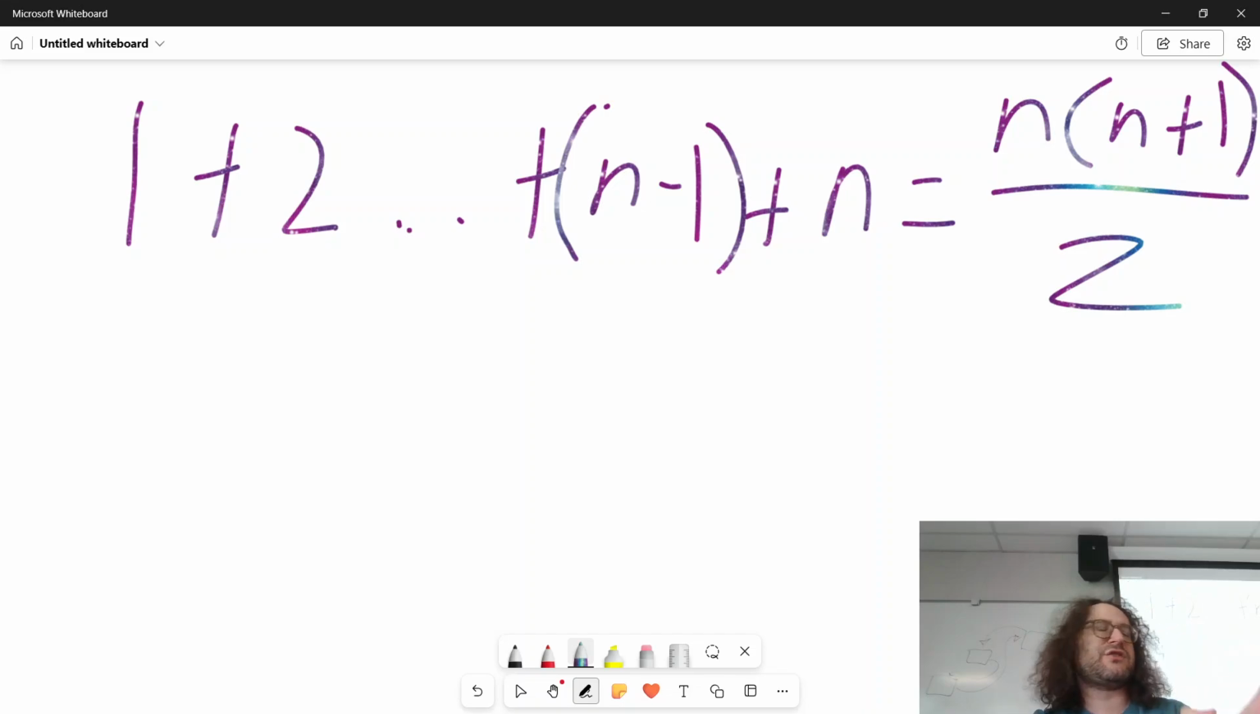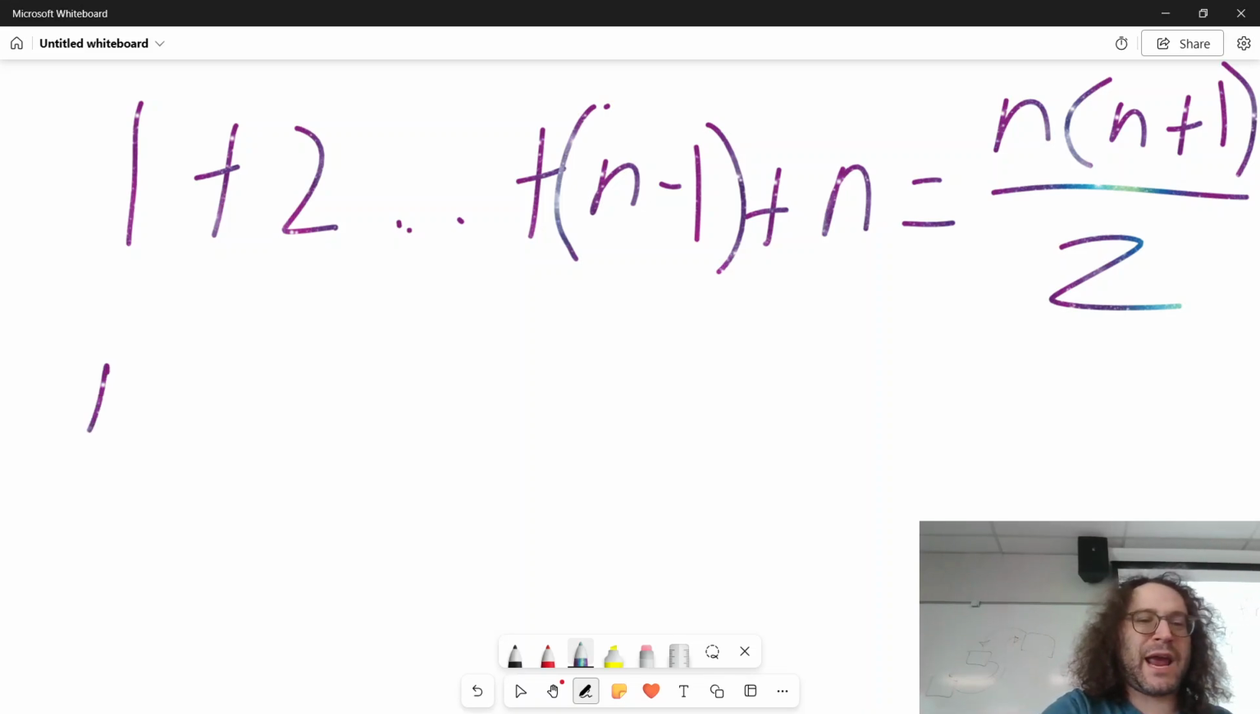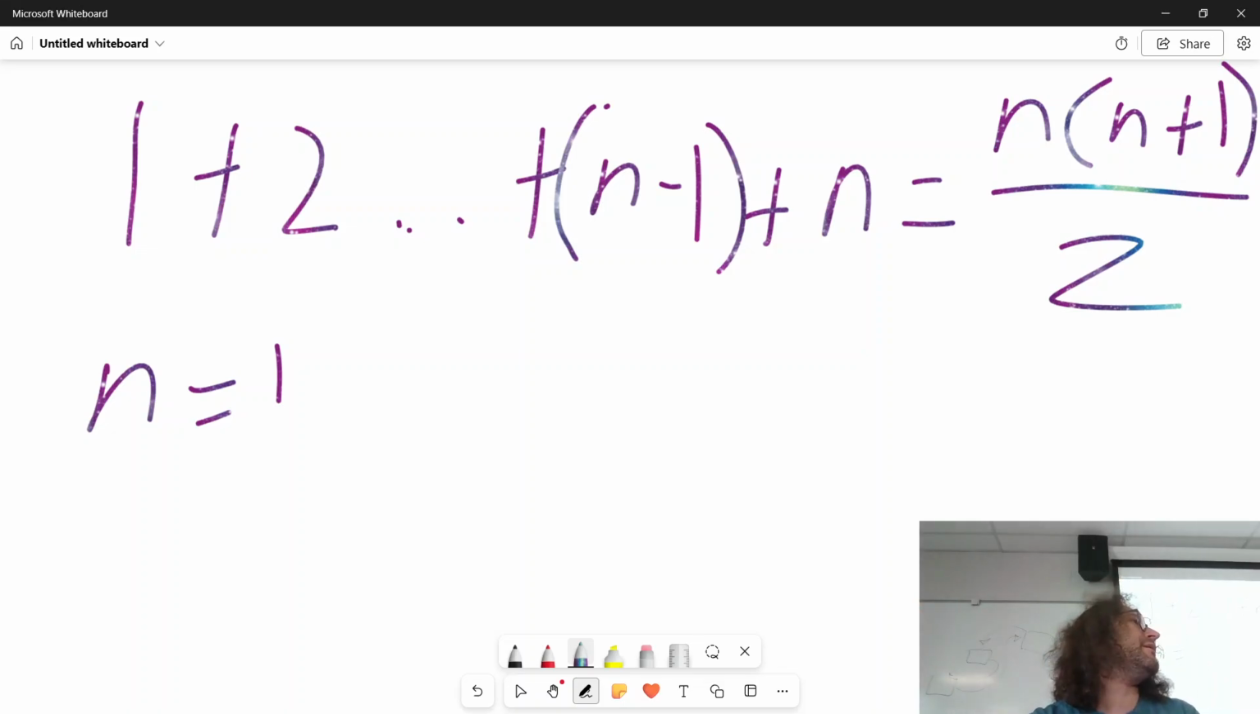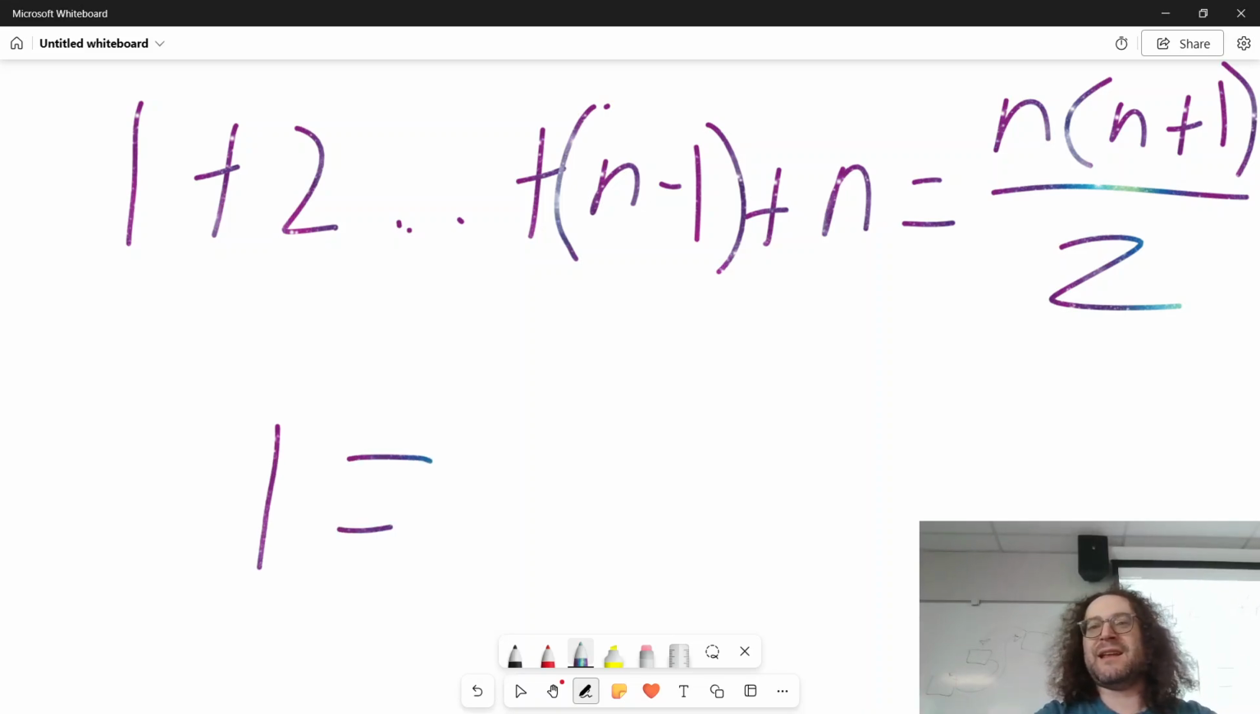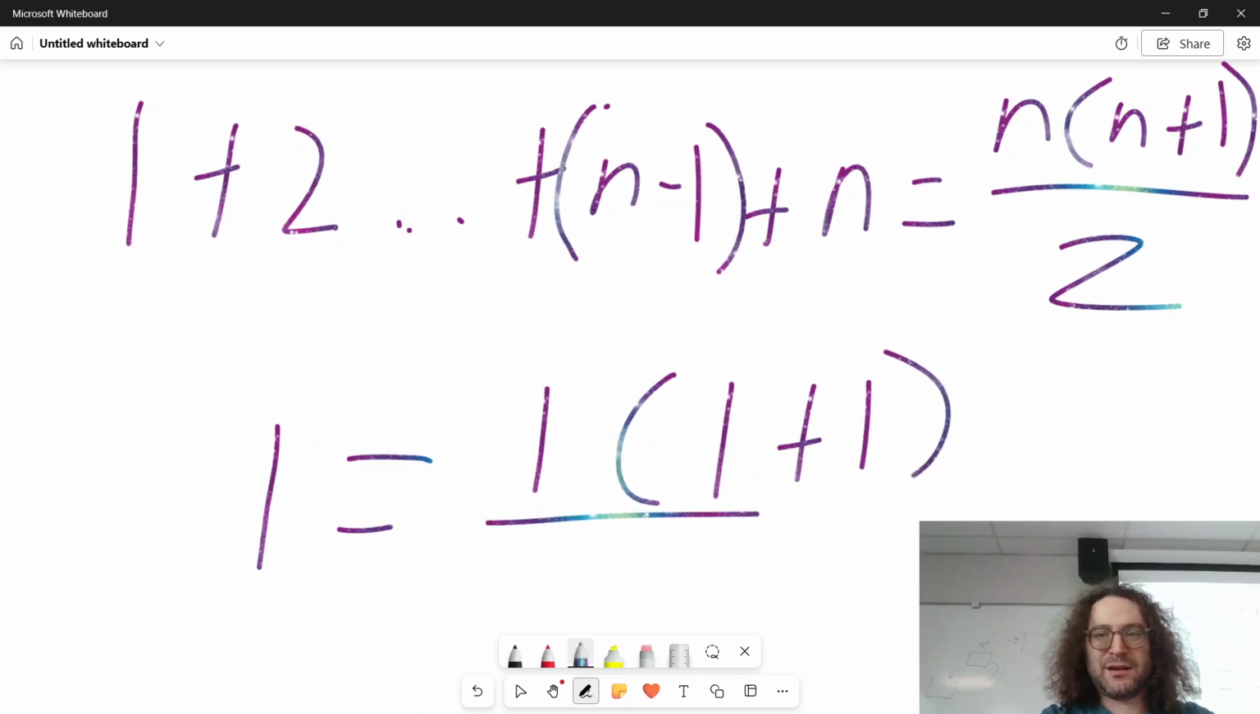Now because this starts from 1 plus 2 plus 3 all the way to n, and it starts at 1, we're going to set n equal to 1 and prove it for 1. Okay? So this is going to be possibly the easiest thing ever, right? 1 all the way to n is just simply 1 on this side, right? And then we just simply plug in 1 on the other side. So 1 times 1 plus 1 over 2.